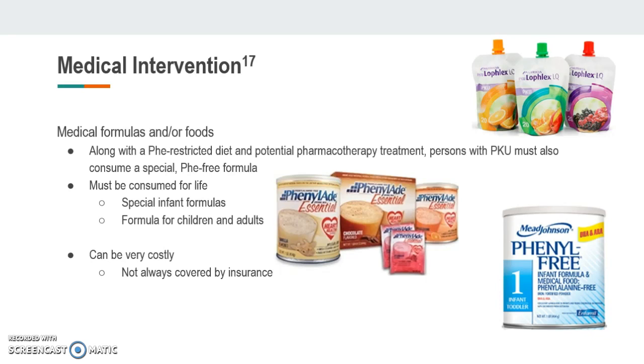Persons with PKU must include special medical formulas in their diet along with the low Phe restrictions. This is so they can still get necessary nutrients that they cannot get from foods. There are special infant formulas available, and once they get older, there are formulas for children and adults. These formulas can be pretty costly as they are not always covered by insurance. Though they are considered medical foods, they are not considered a drug, so insurance companies will not always cover the cost. However, they are still necessary for individuals with PKU, so these families must continue to buy them.